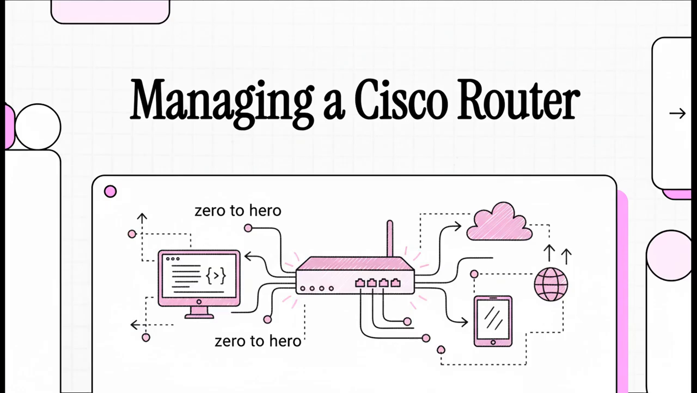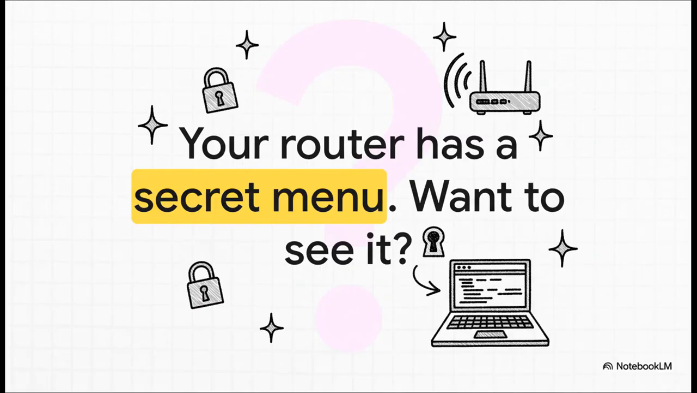So let's jump in. It's kind of like your router has a secret menu, this powerful, hidden world behind all those lights. It's a text-based interface, we call it the CLI, and it gives you total, unfiltered control. This isn't some watered-down setup wizard. No, this is where the real magic happens. We're going straight to the source.